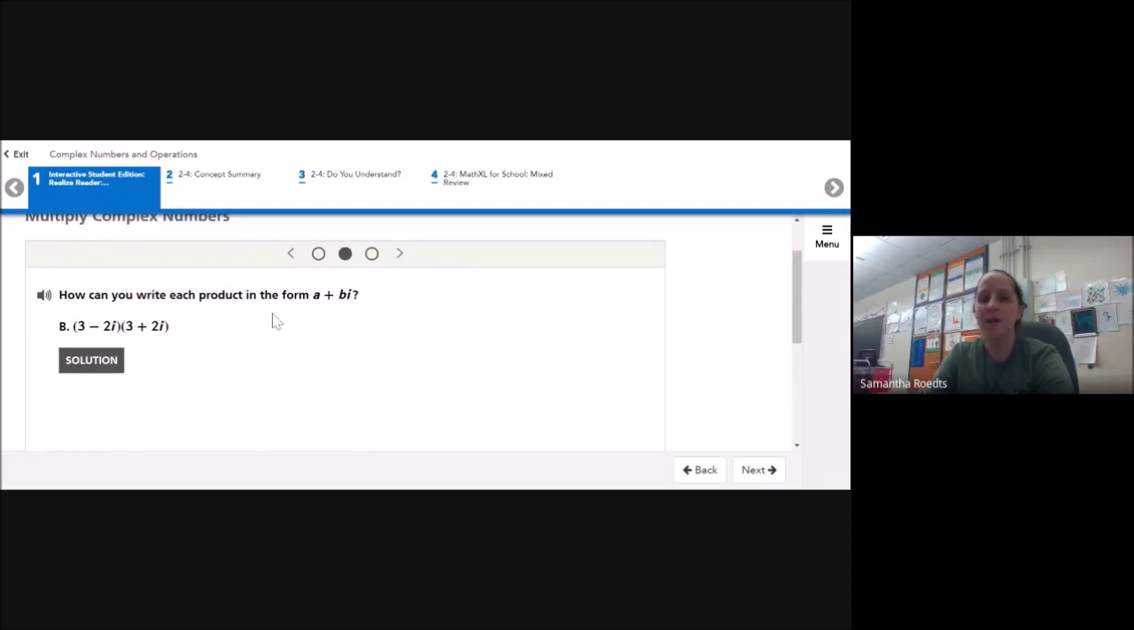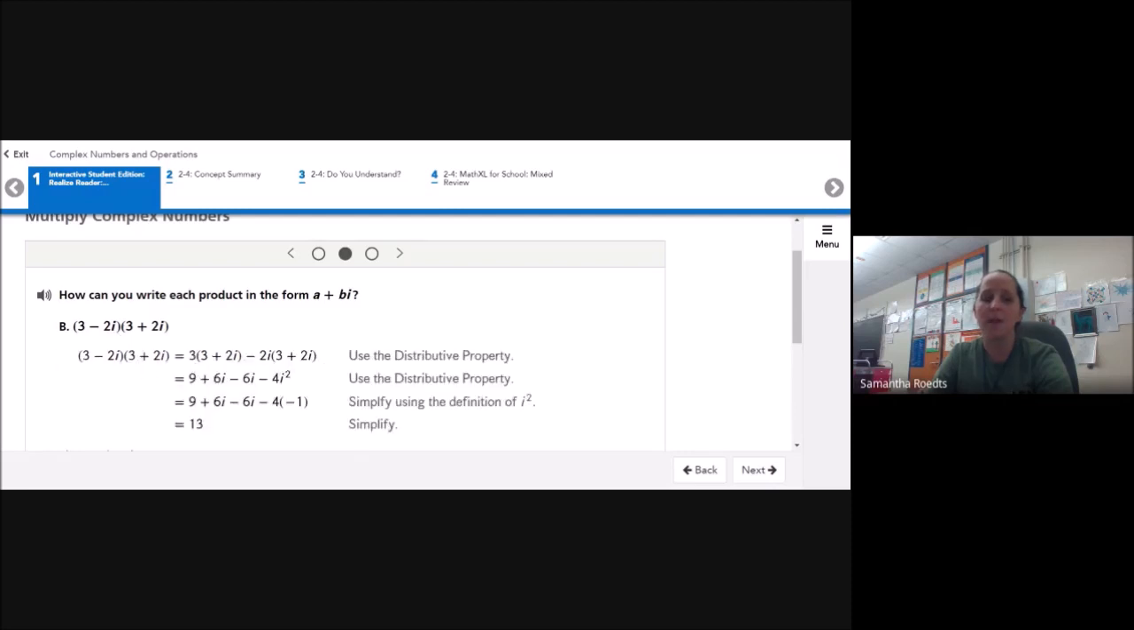How can you write each product in the form a plus bi? Now I have 3 minus 2i times 3 plus 2i. So I'm going to FOIL this out. 3 times 3 plus 2i minus 2i times 3 plus 2i. So I get 9 plus 6i minus 6i minus 4i squared. i squared again is negative 1, so I substitute that in.